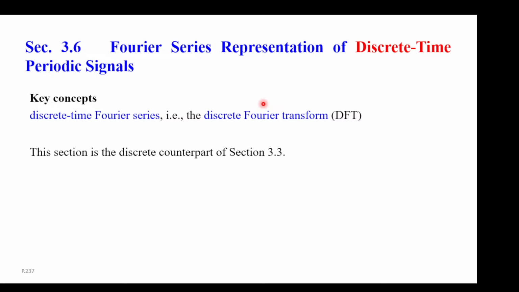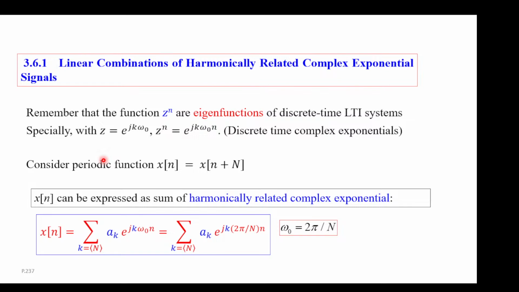And so that's a review of what we had before spring break. And now let's go to the actual topic of today. That's Fourier series representation of a discrete-time periodic signal. So that's a discrete-time Fourier series, and this is also called a discrete Fourier transform. That's just a name. And this is really similar to the continuous time Fourier series. The idea is similar.